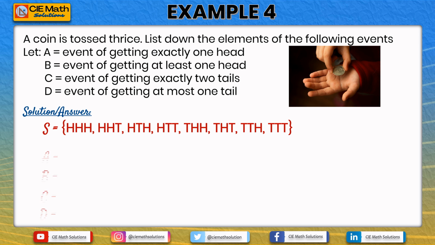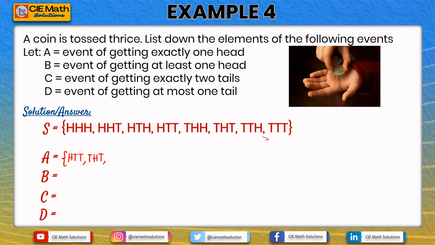Listing down the elements of each event, event A is the event of getting exactly one head. Looking at the elements of the sample space, head, head, head has 3. Head, tail, tail contains exactly one head. So we have head, tail, tail as the first element of event A. Tail, head, head has 2 heads. Tail, head, tail has exactly one head. So tail, head, tail is the next element.